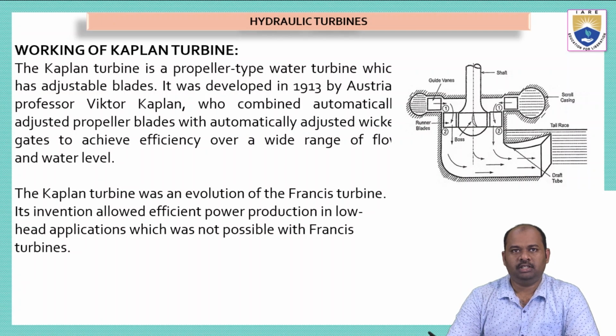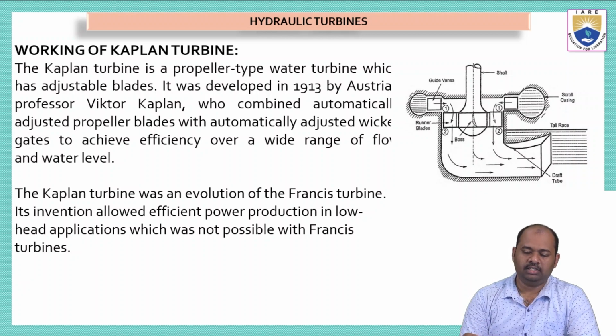Now, when we see the basic construction of a Kaplan turbine, it is a very simple turbine. When we study the working, we can understand that Kaplan turbine is very simple when compared to Francis turbine. Francis turbine is a complex structure which is closed, and all the elements inside are closed inside a casing, and the pressure inside is not atmospheric. The pressure inside the casing is very high when compared to atmospheric pressure.